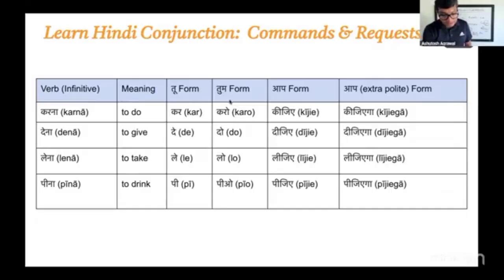Same thing, you take the tum, you still have the o at the end, basically. Karo, it changes slightly here. You see that dena becomes, you put o into that, but it's not two separate letters, it's simply do. So it's karo, do, lo, and po. So you see there's a slight shift in these irregular ones.